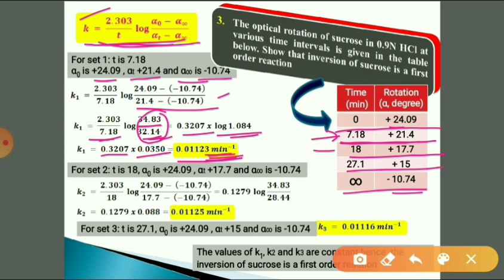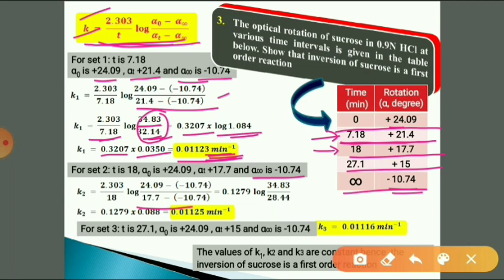For set 2, t is 18. Alpha 0 is obviously 24.09, alpha t is plus 17.7, and alpha infinity is minus 10.74. Again we have to substitute all these variables in the above equation. So we'll get kt equal to 2.303 by 18 into log of (24.09 minus 10.74) divided by (17.7 minus 10.74). We just have to substitute the values of alpha 0, alpha infinity, and alpha t.